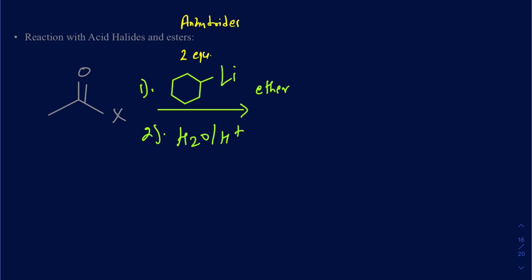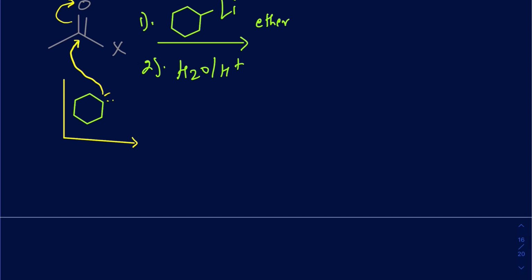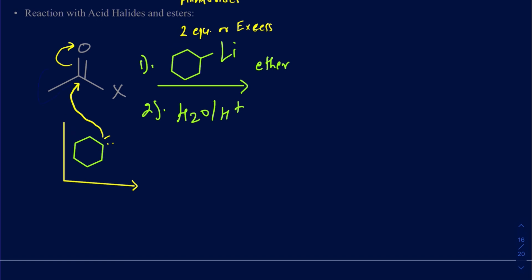So you may see either reactions writing two equivalents, or you may see reactions writing that this is going to be an excess amount. So what really happens mechanistically? So let's talk about that. So still, the first step is very similar. You're going to have this reagent here, this organolithium in this particular case with a negative charge here, doing the nucleophilic attack, and the pi bond comes out. So in this particular case, you again make this tetrahedral intermediate.